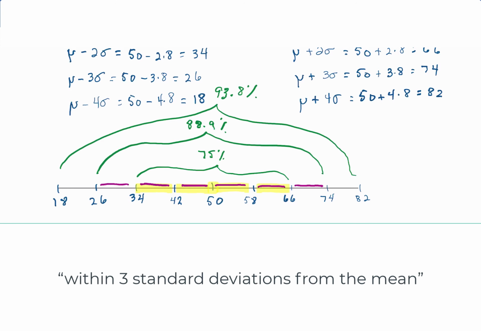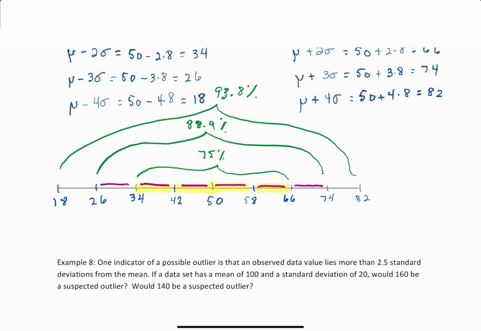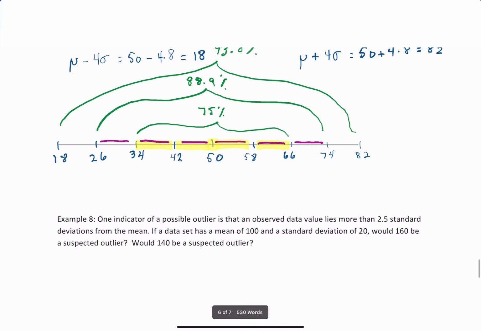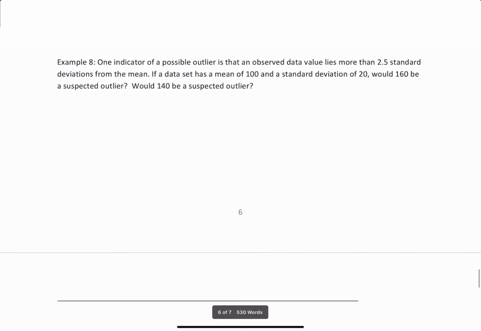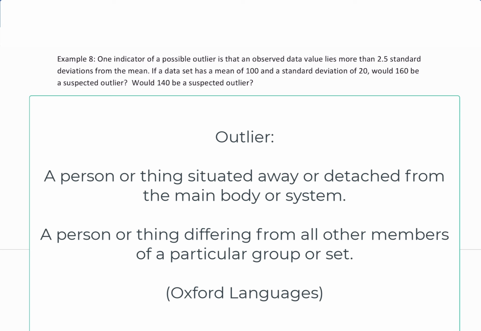Now, because Chebyshev's theorem says that most of the data lies within certain distances away from the mean, that gives us a way of telling, or at least suspecting, if a data value is an outlier. For example, one indicator of a possible outlier is that an observed data value is more than 2.5 standard deviations from the mean. If a data set has a mean of 100 and a standard deviation of 20, would 160 be a suspected outlier? What about 140?